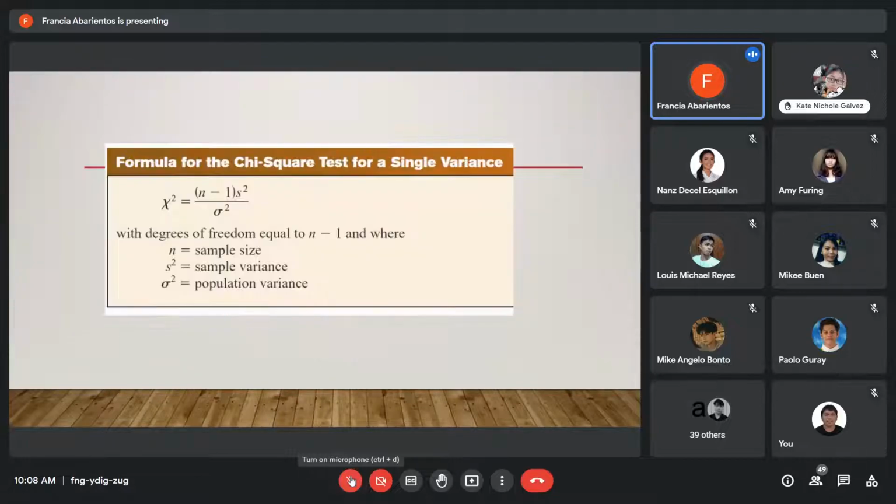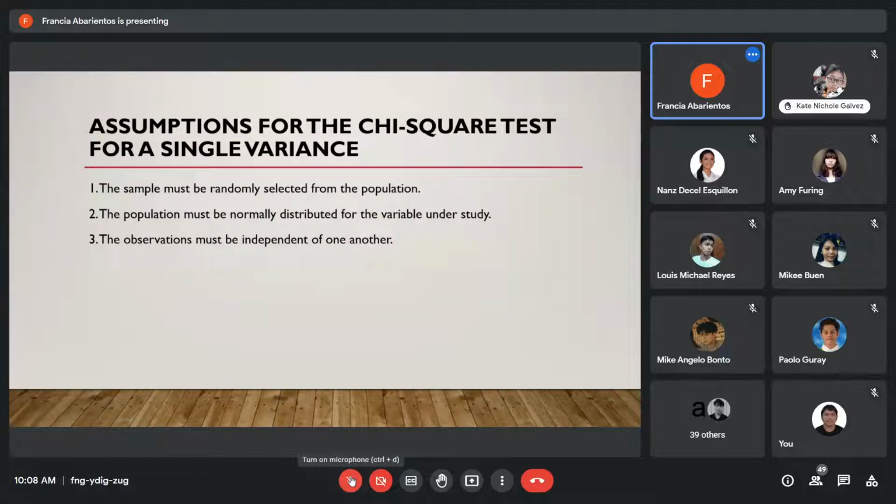Okay? So, in formula for the chi-square test class, for a given single variance, so we have now the chi-square is equal to n minus 1 times the sample variance over the population variance. Okay? So, the assumption for the chi-square test for a single variance, the sample must be randomly selected from the population. The population must be normally distributed for the variable under the study, and the observations must be independent one.